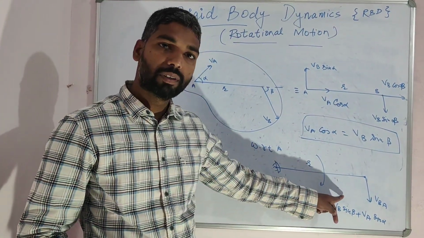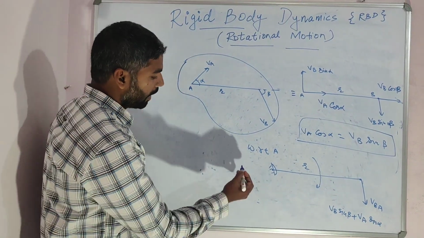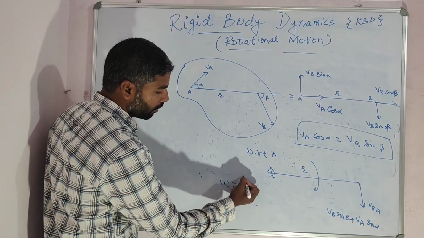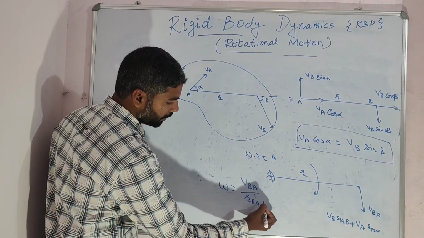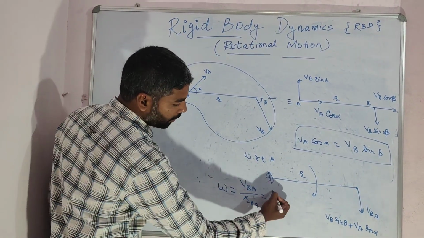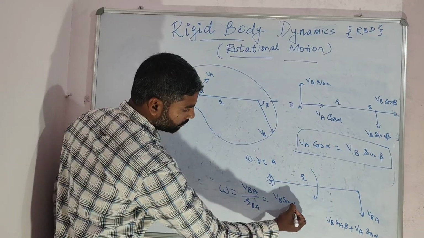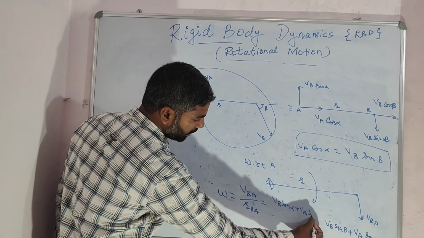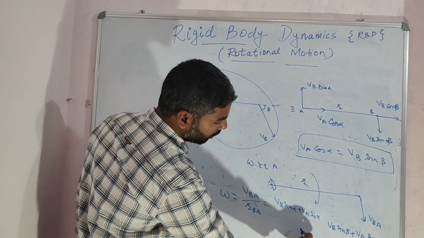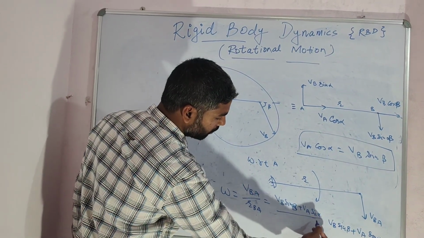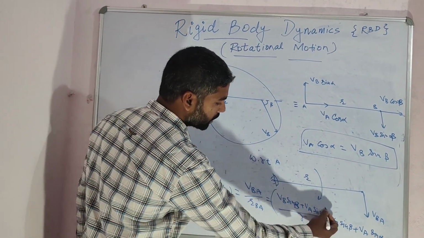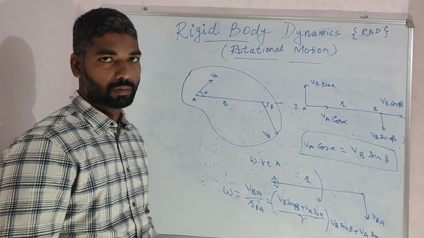Can we find the angular speed? Yes, the angular speed will be V_BA upon R_BA, and it will be (V_B sin beta plus V_A sin alpha) upon R. This is the angular velocity of the body.